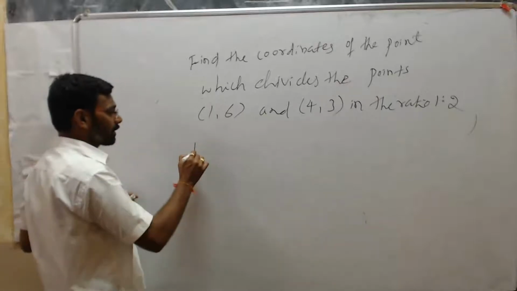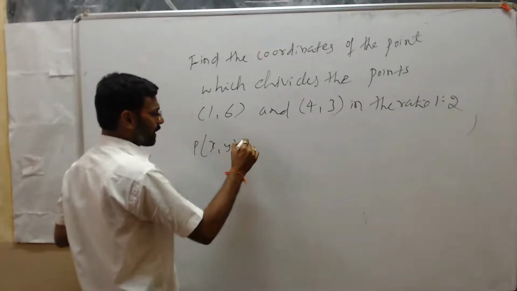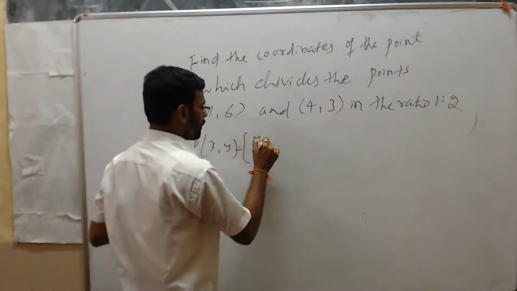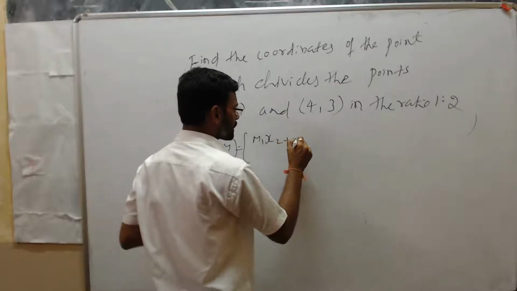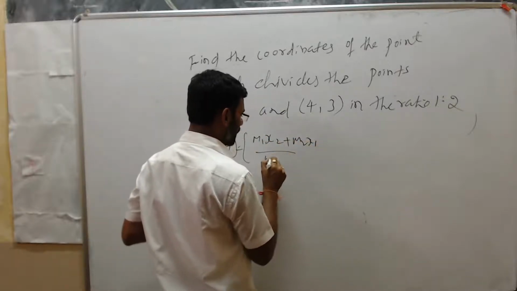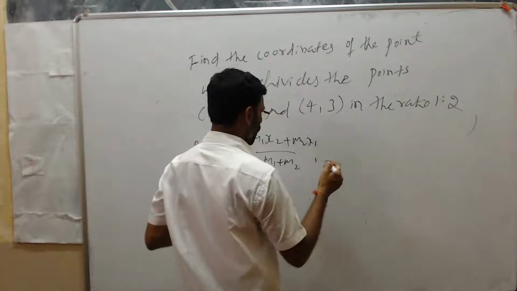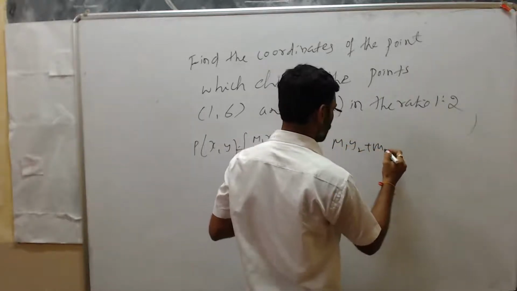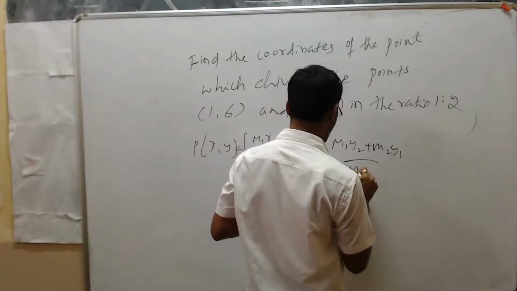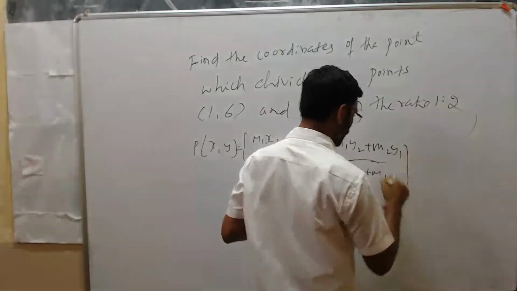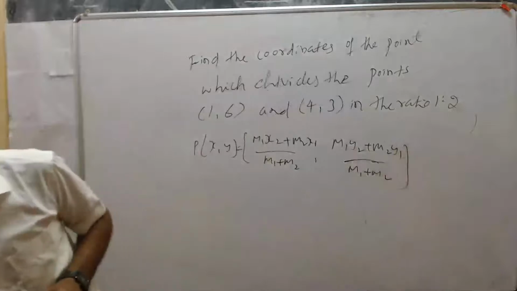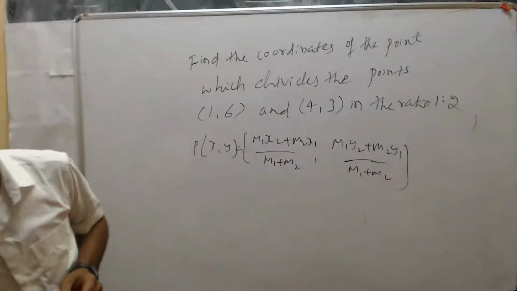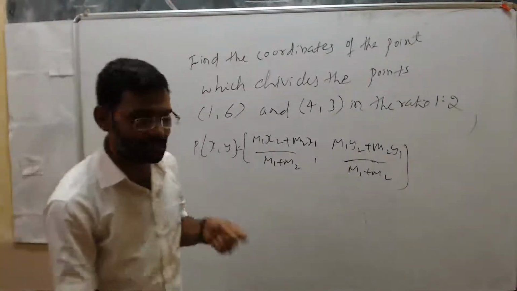In the section formula, P of x comma y is equal to m1 into x2 plus m2 into x1 divided by m1 plus m2, comma m1 into y2 plus m2 into y1 divided by m1 plus m2.